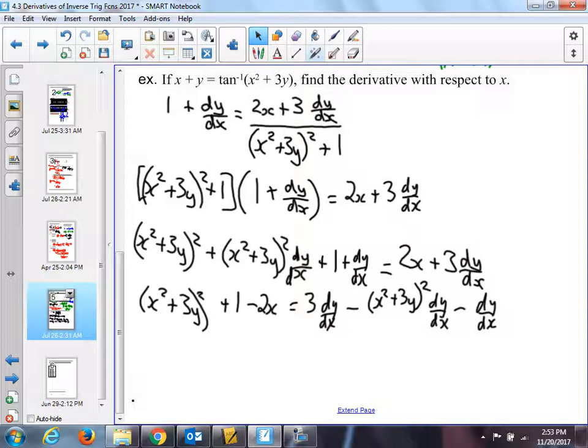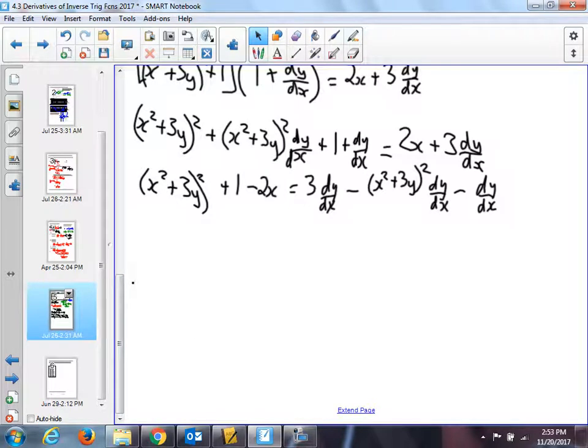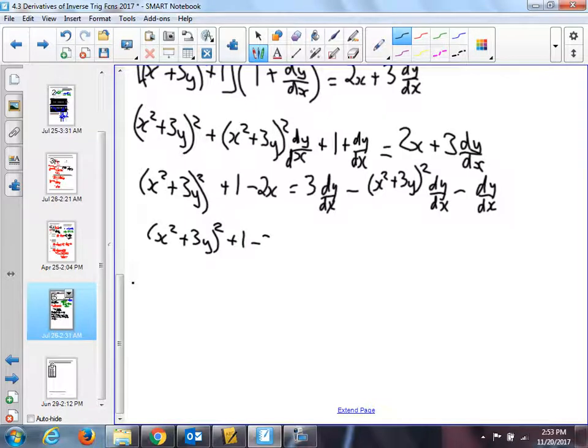Is there something in common on the right-hand side? Yeah, dy by dx. I would do this in one step, typically, but I'll write it out in 2 steps, just so I'm not doing anything to the left-hand side. But I will put dy by dx, because I'm factoring that out. 3 minus x squared plus 3y. You guys follow that? And now you can just divide that, and you've got dy by dx isolated.